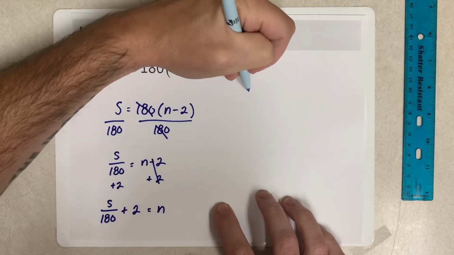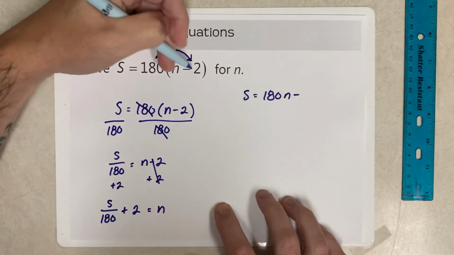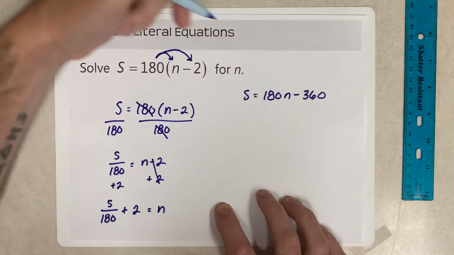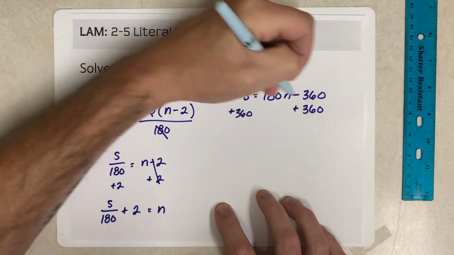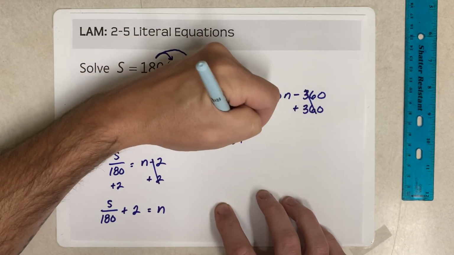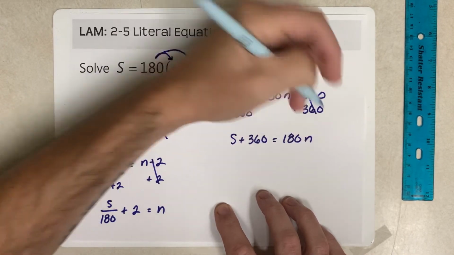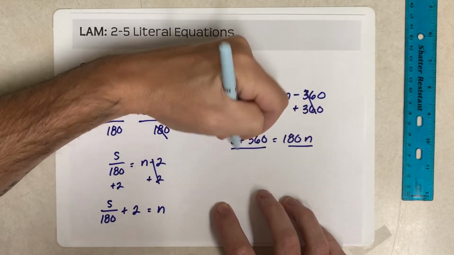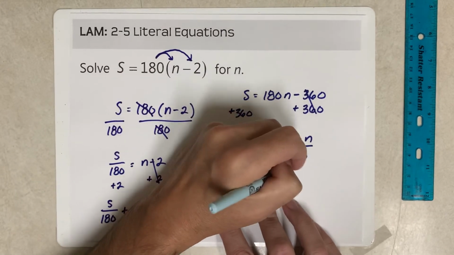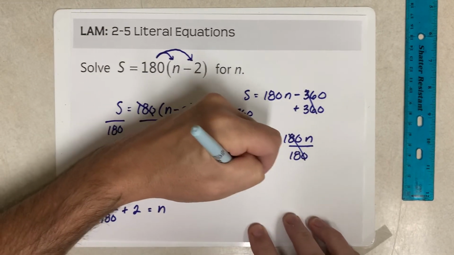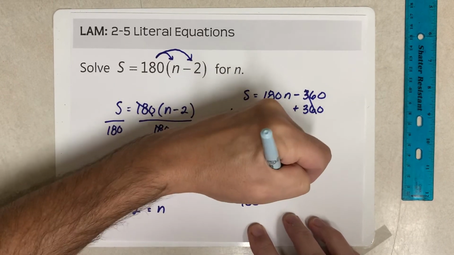Well, let's see. S is equal to 180n minus, and 180 times 2 is 360. Let's add 360 to both sides. Let's cancel. So S plus 360 is equal to 180n. And now let's divide both sides by 180. Okay, those guys cancel. And we have S plus 360 over 180 is equal to n.